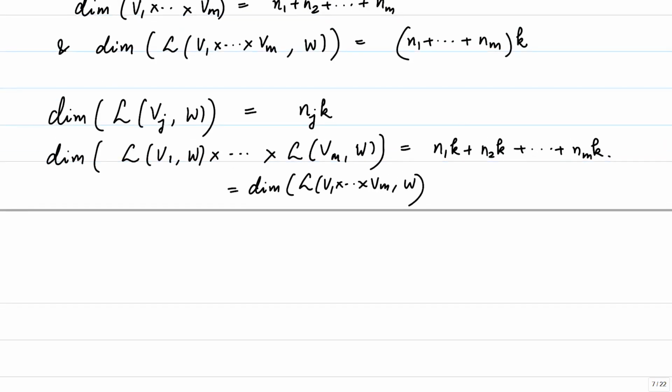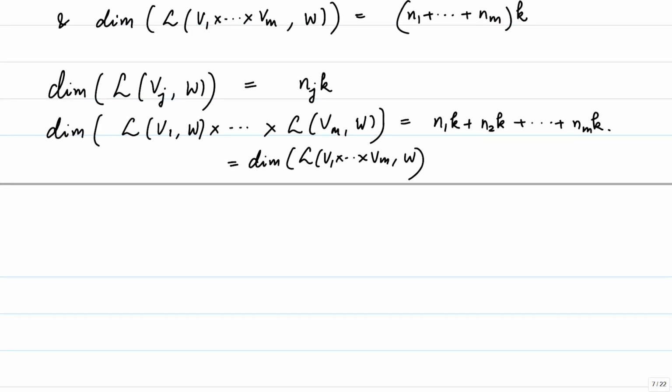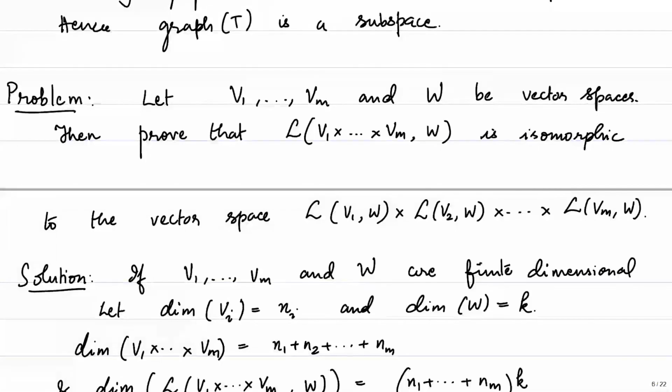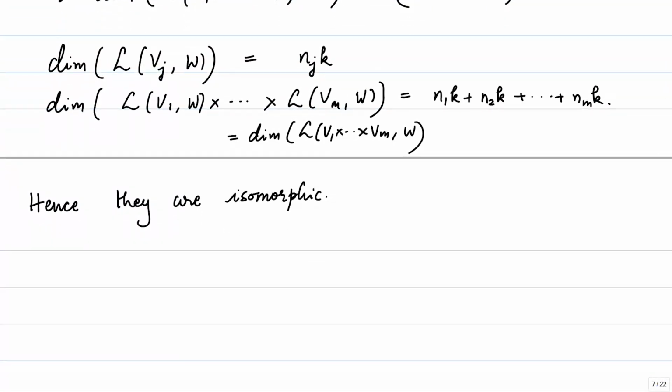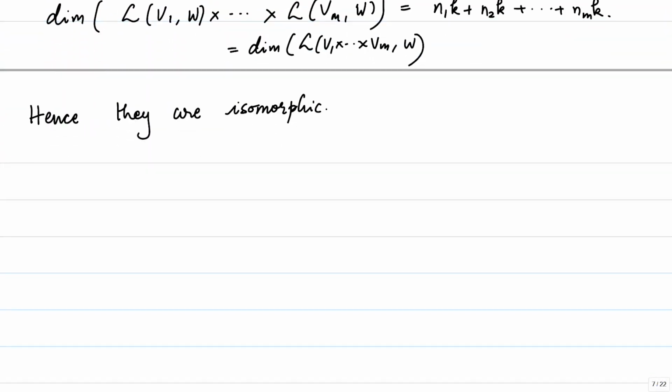So we have now two vector spaces which have the same dimension, and by one of the theorems we have proved earlier, they have to be isomorphic. Hence they are isomorphic. Right, but if you notice the problem statement carefully, there is no assumption on whether V1, V2, Vm or W, any of them are finite dimensional. That assumption is not given to us. Hence, this is a proof which will work only in a very special case when they are finite dimensional.